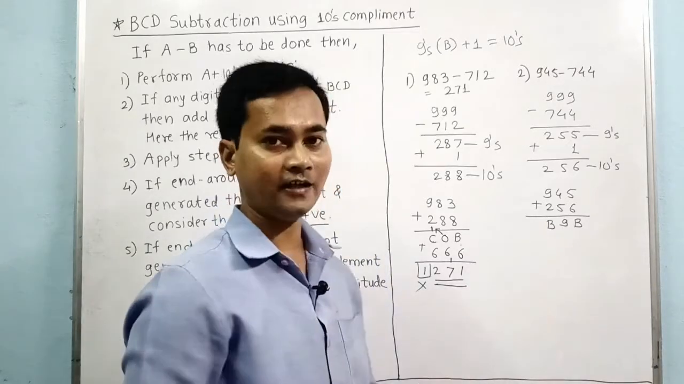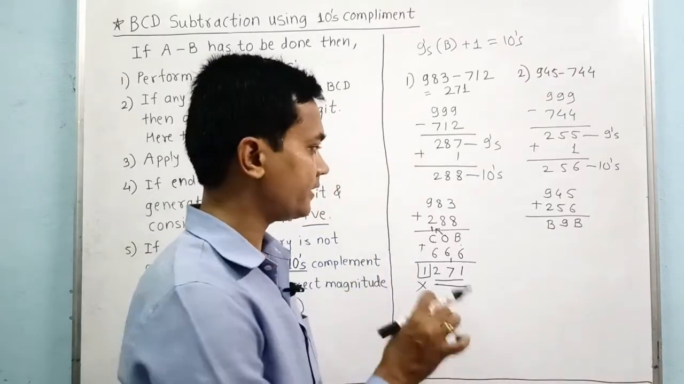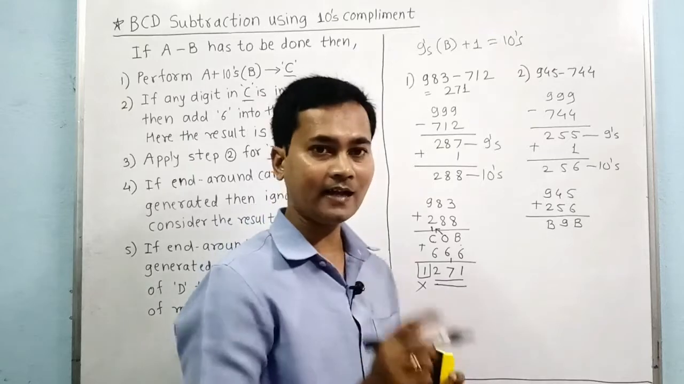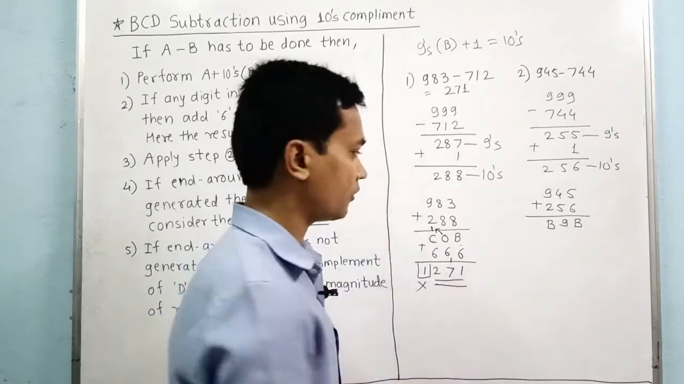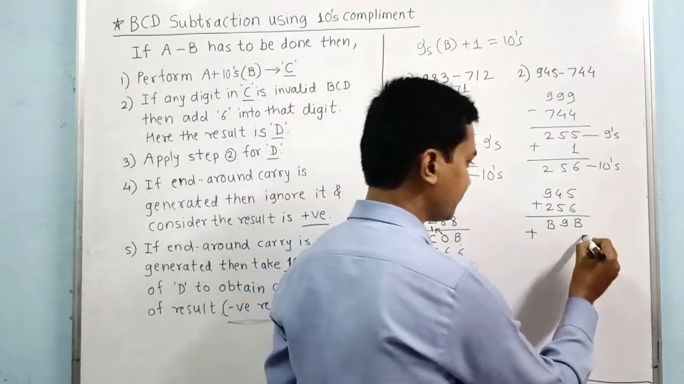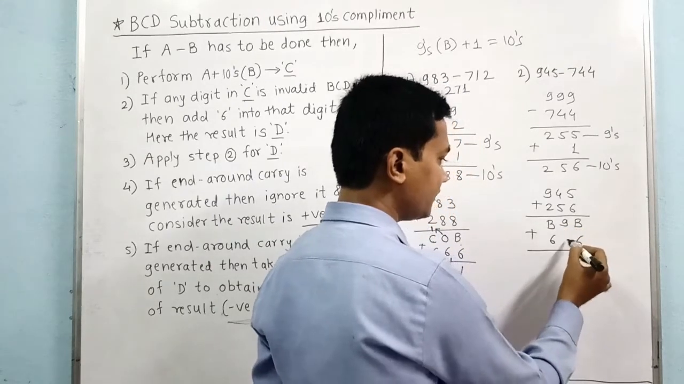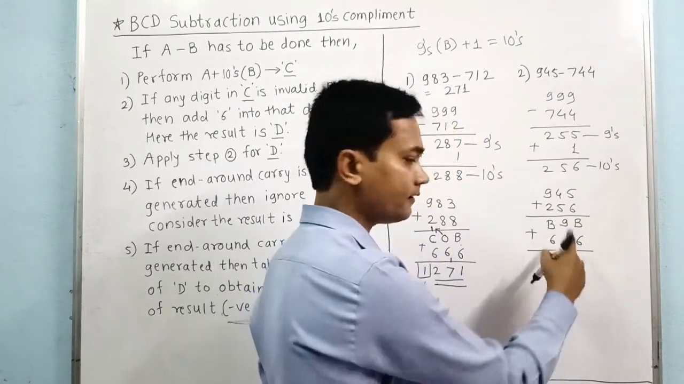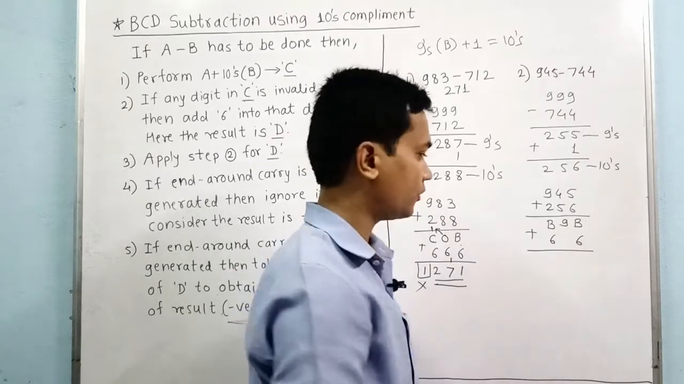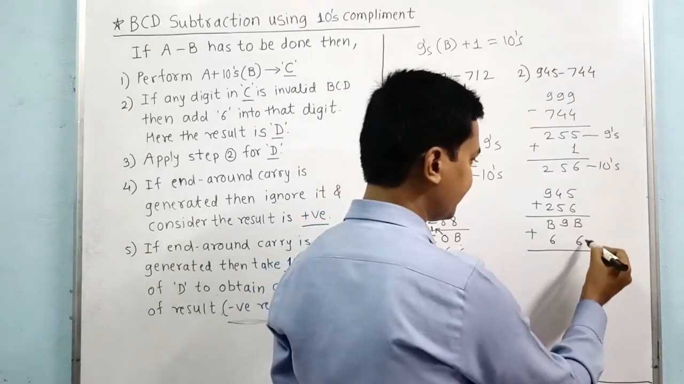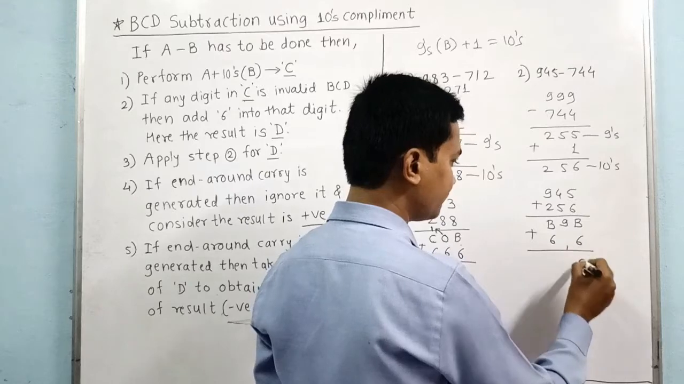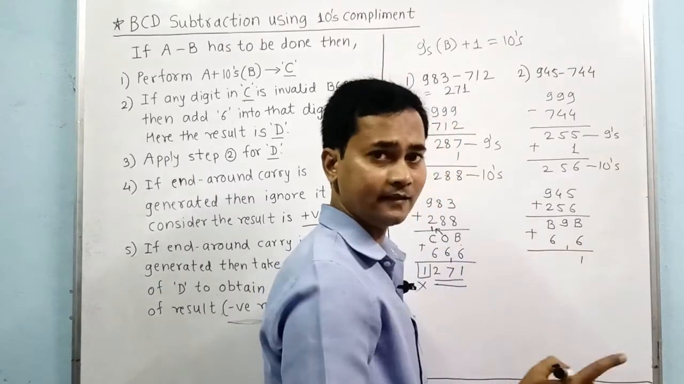It is not valid. So whichever digit is invalid BCD, add 6 into that digit only. So add 6 here and here. No need to add in the second digit because 9 is in the range of 0 to 9, so no need to add 6. So 11 plus 6 is 17. 17 means 1 1 in hexadecimal.